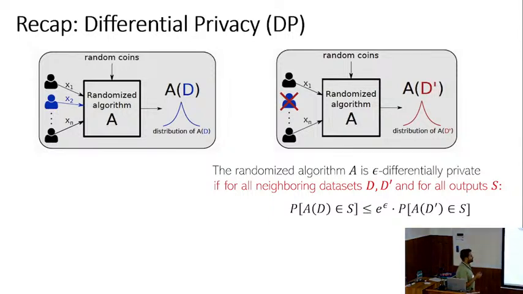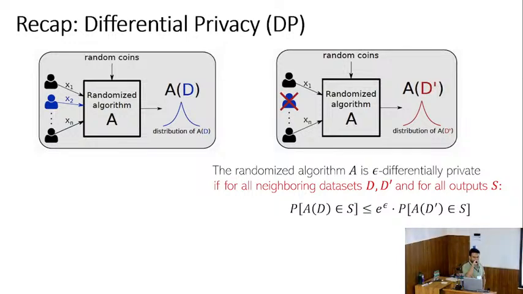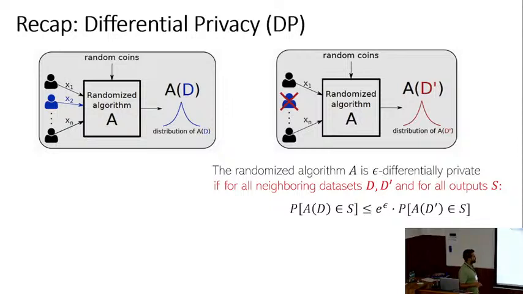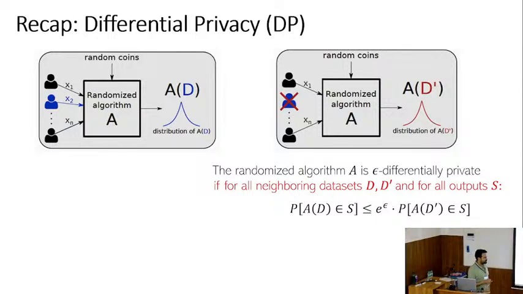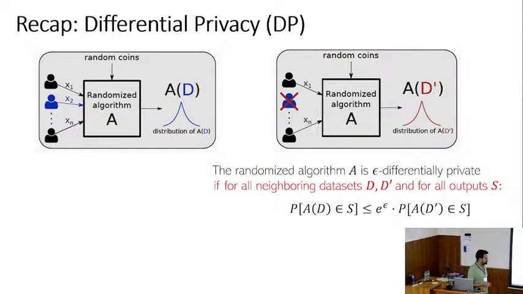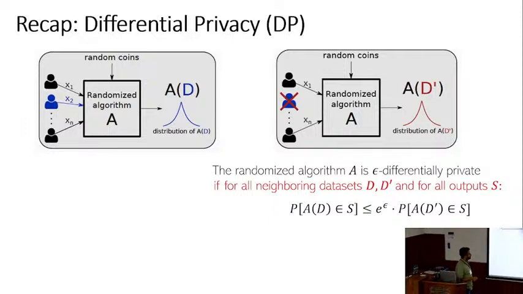We have an algorithm A, which is a randomized algorithm. It is called differentially private if for all neighboring datasets, that means the datasets which differ only in one entry, D and D prime, and for all outputs S, the following relation holds: the probability that the output of the algorithm A when trained with dataset D belongs to a set S is less than or equal to e to the power epsilon times the probability that the output of A when trained using D prime belongs to the same set S. This guarantee is to hold for all neighboring datasets D and D prime, and all outputs S. Neighboring means those datasets which differ only in one entry. This is what we saw earlier.